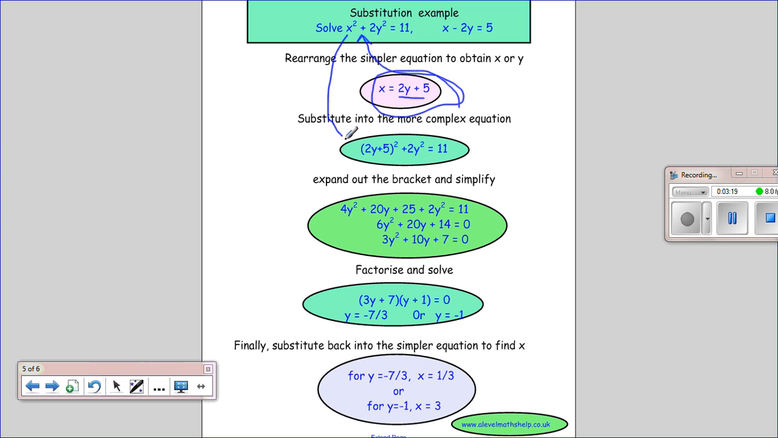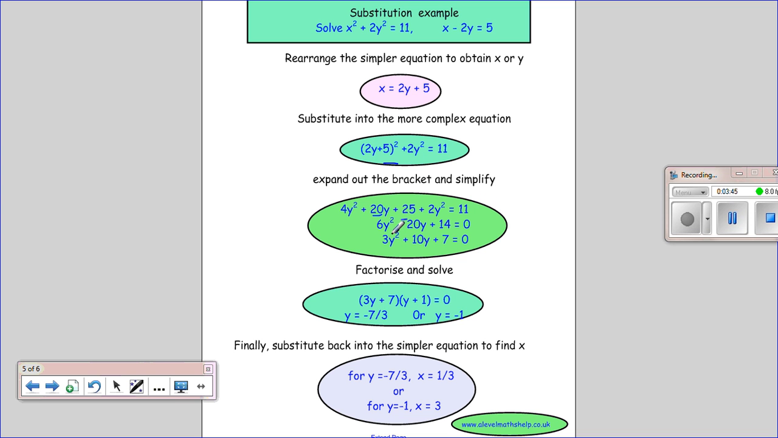So that gives me this one, (2y plus 5) squared plus 2y equals 11. I'm then going to need to expand this and simplify it a little bit so I can try and solve it. So expanding out this bracket, you get 4y squared, 2 lots of 2y times 5, so that gives you 20y, and 5 squared gives you 25, plus the 2y squared equals 11.